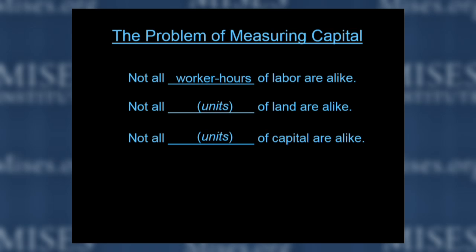And how about the next one? Not all blank of land are alike. Well, seems like that's acres, or it could be acre years, depending on just what you're going to do. But now I challenge you. Not all units here of capital are alike. What goes in there? So watch those units real close there for capital, and you'll see what shows up in some of the textbooks. Not all, yeah, units. They just took us.